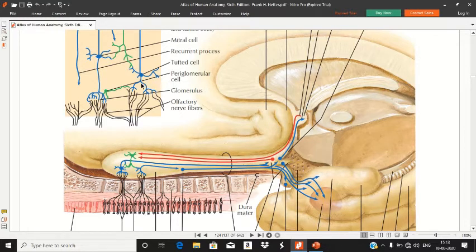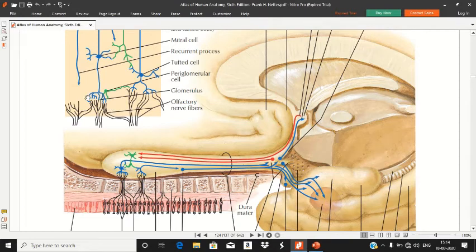And other structures here, you can see the mitral cells, the blue colored one here, and the tufted cells. This is the mitral cells. These two are the mitral cells. So these mitral cells and the tufted cells are forming synapses with the central process of the olfactory neurons. Here you can identify that.